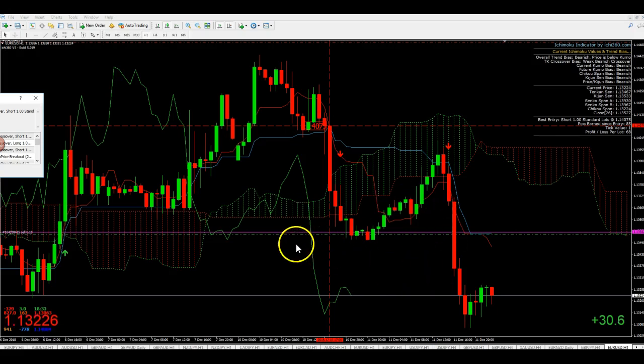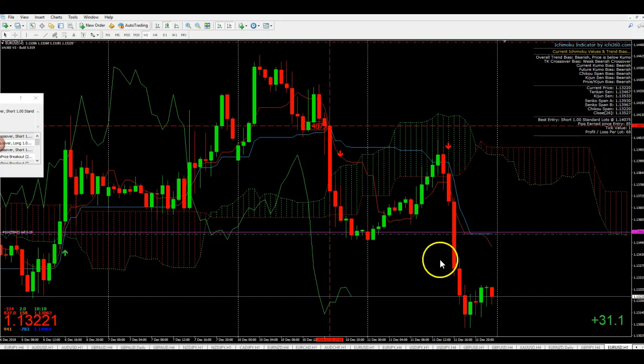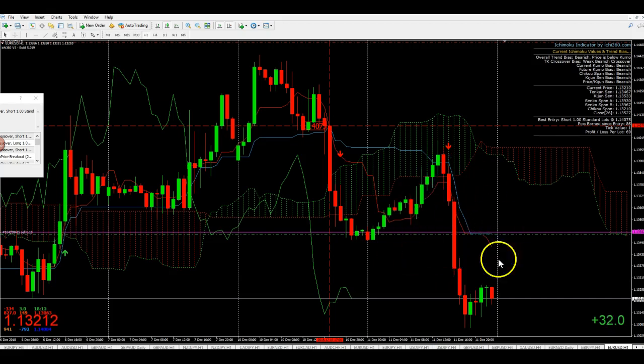This is the trade. I'm going to be talking about the Ichimoku trading system in a minute. But basically, this is where we were. Let me just apply the period separators. Okay, so this is today. That's today. So basically, this is where we were yesterday.